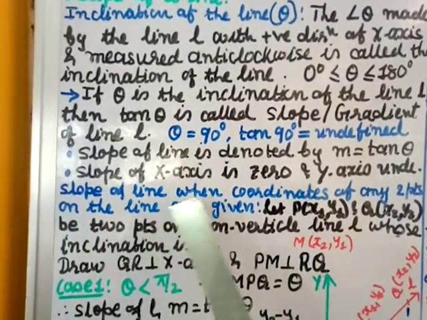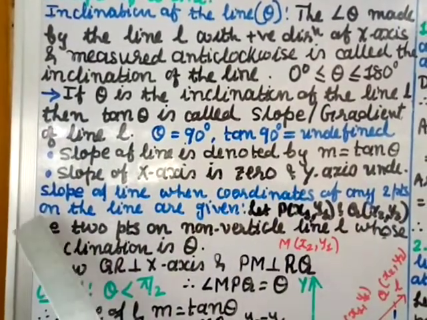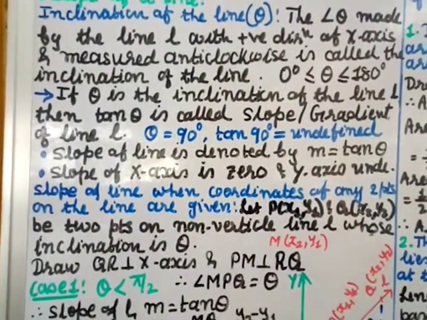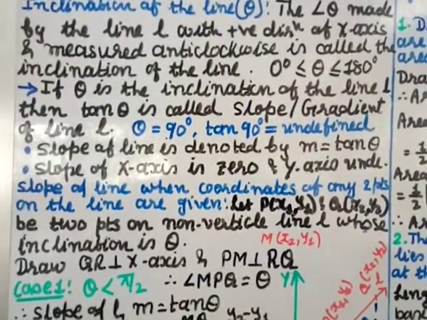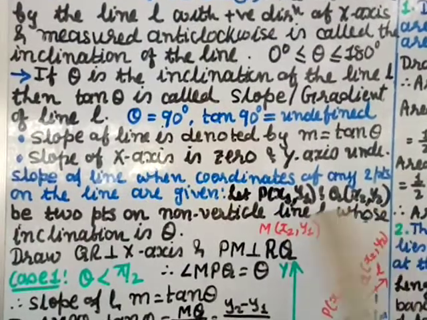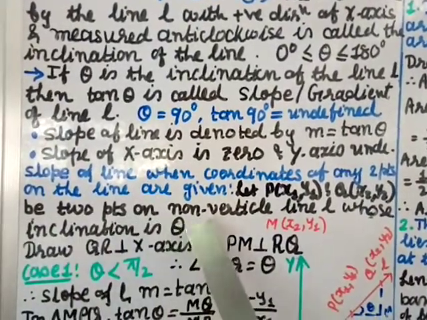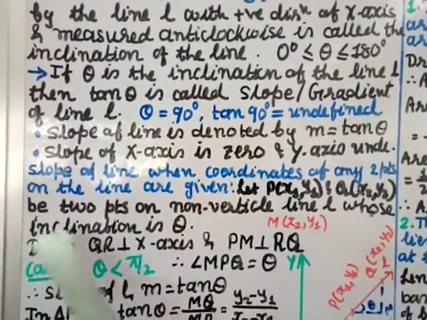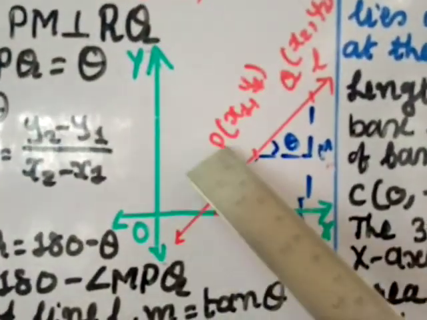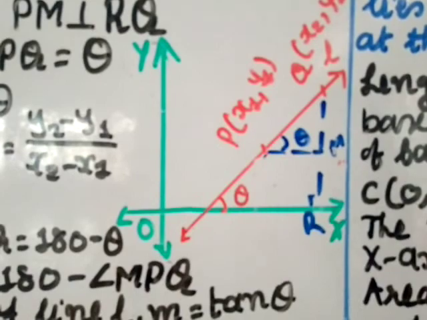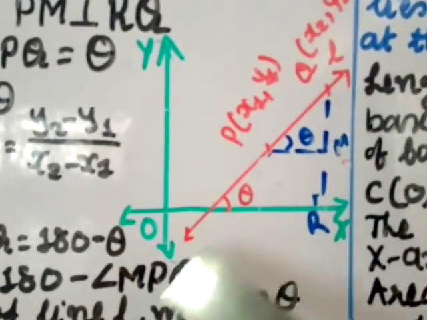Slope of line when coordinates of any 2 points on the line are given. Now if 2 points on the line are given, how to find the slope? Let P(x1, y1) and Q(x2, y2) be 2 points on non-vertical line L whose inclination is theta. So here is the line L. The 2 points P(x1, y1) and Q(x2, y2) are on the line, and the inclination of this line is theta with the positive x-axis.